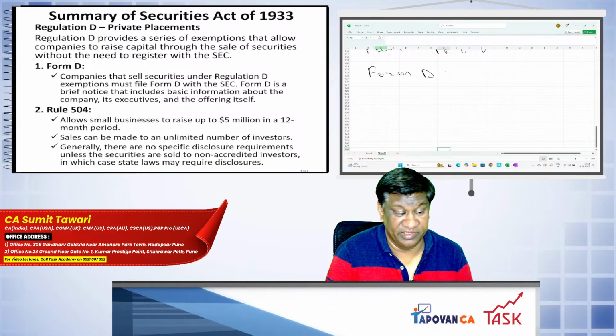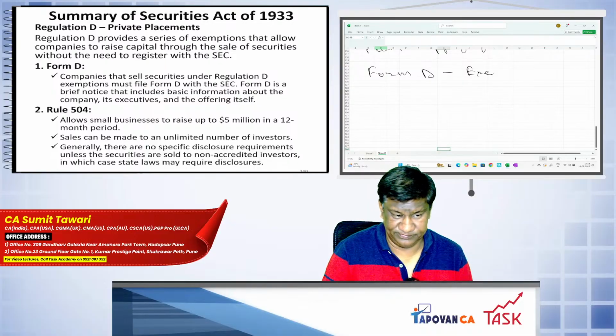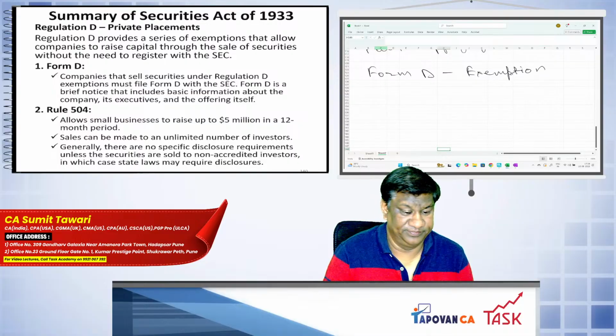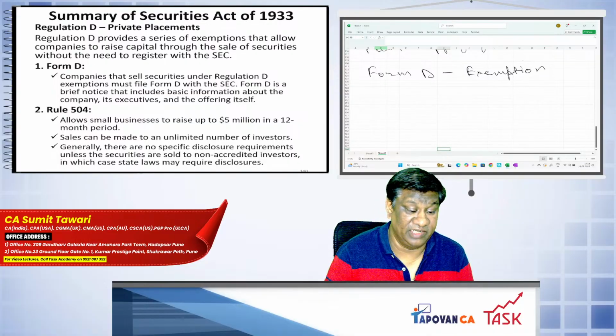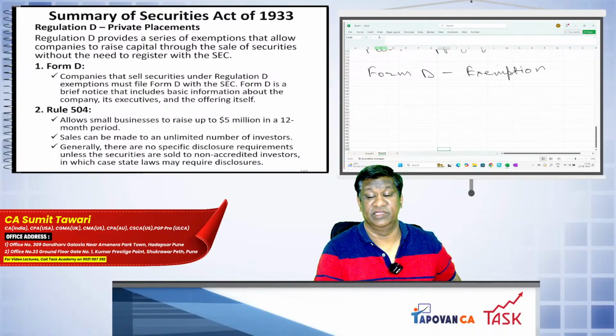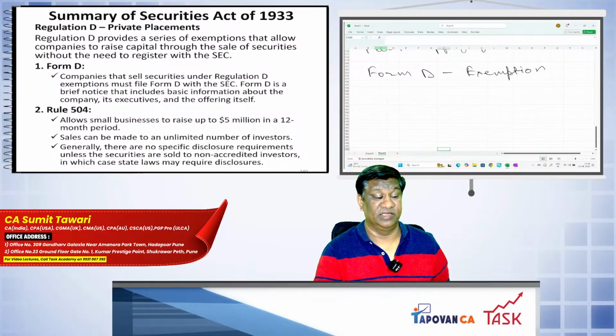Okay. So Form D: companies that sell securities under a Regulation D exemption must file Form D with the SEC. So Form D is for the exemption, which you need to file. Okay, Form D is a brief notice that includes basic information about the company's executives and the offering itself. Okay, but they do not need to file a registration statement with the registrar.